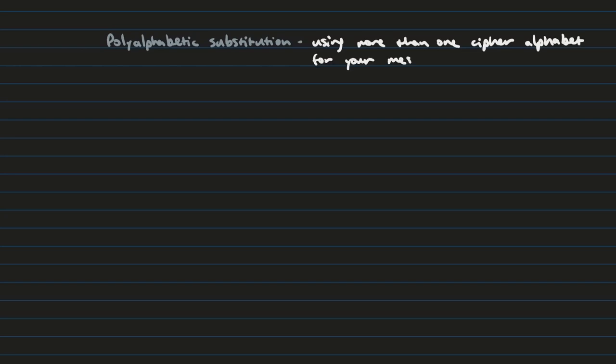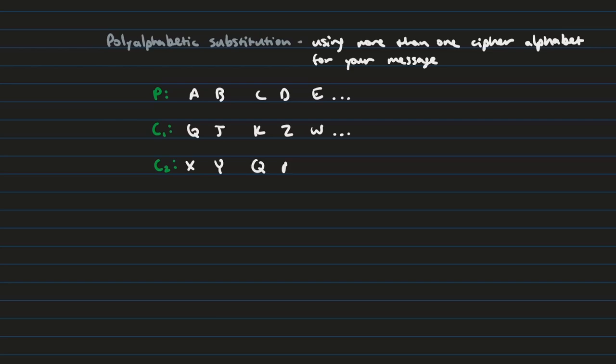Let's begin. So, if you're familiar with the monoalphabetic substitution cipher, then its poly counterpart is really not that much different, with the exception of using more than one cipher alphabet to encode your message. In this example, I will use one plaintext alphabet and two cipher alphabets labeled C1 and C2. So, I list out the letters of the plaintext alphabet, A, B, C, D, and so on and so forth, and then I have different representations for each cipher alphabet. In C1, you can see I have Q, J, K, Z, W. In C2, I have X, Y, Q, M, and J, and so on and so forth.